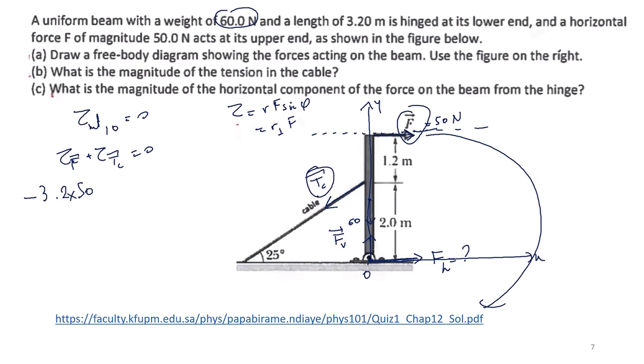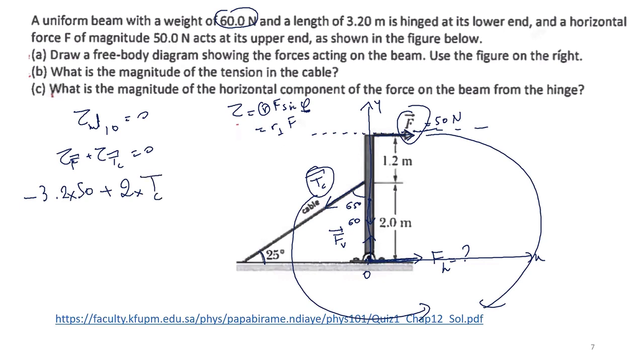Now TC, on the other hand, will have a positive torque with respect to O. So it will be plus, but for TC, I will not use R perpendicular F. It's not smart. What is smart here is to use R F sine phi, because I gave you the angle 25. That means this angle is 65. So what is the moment? What is the R? R is this distance here, so it will be 2 meters, multiplied by F, which here is TC.